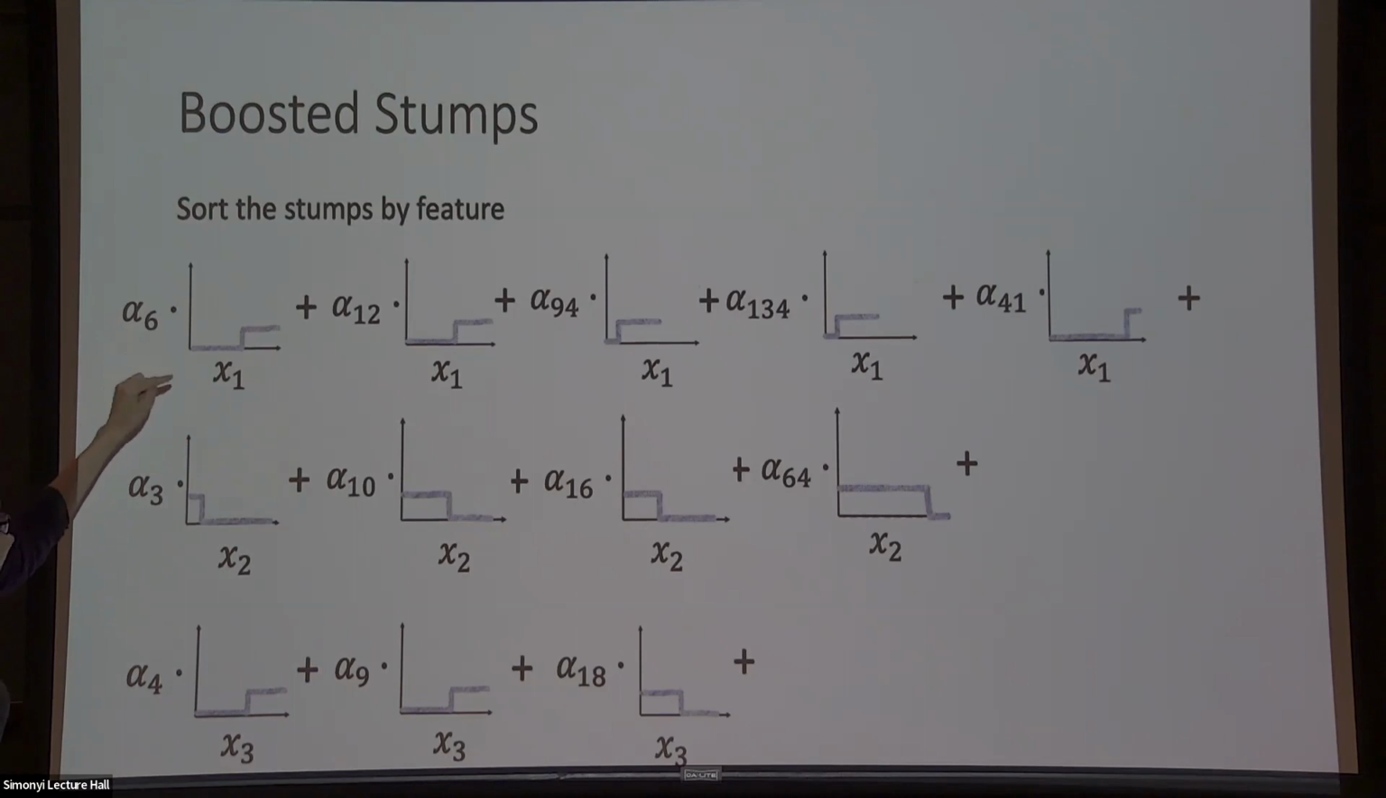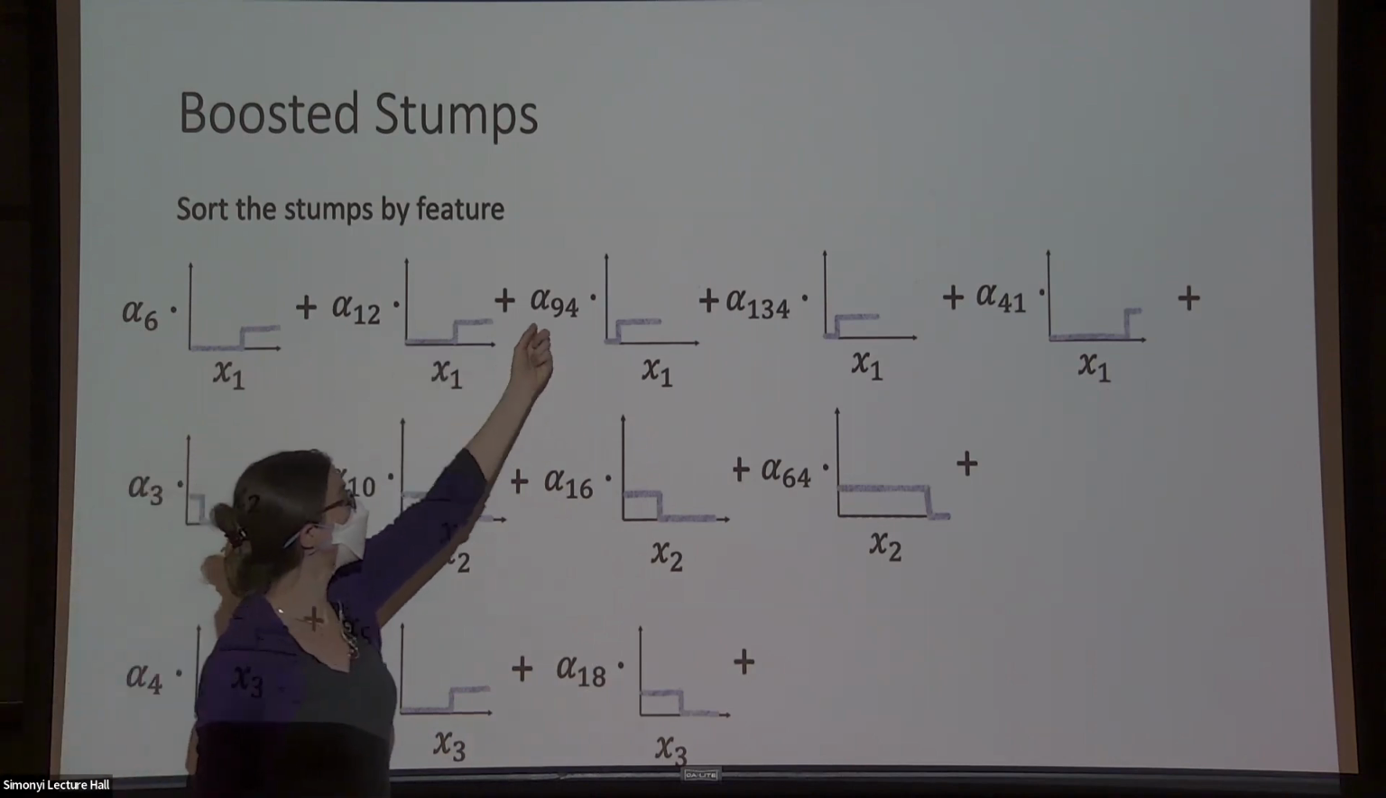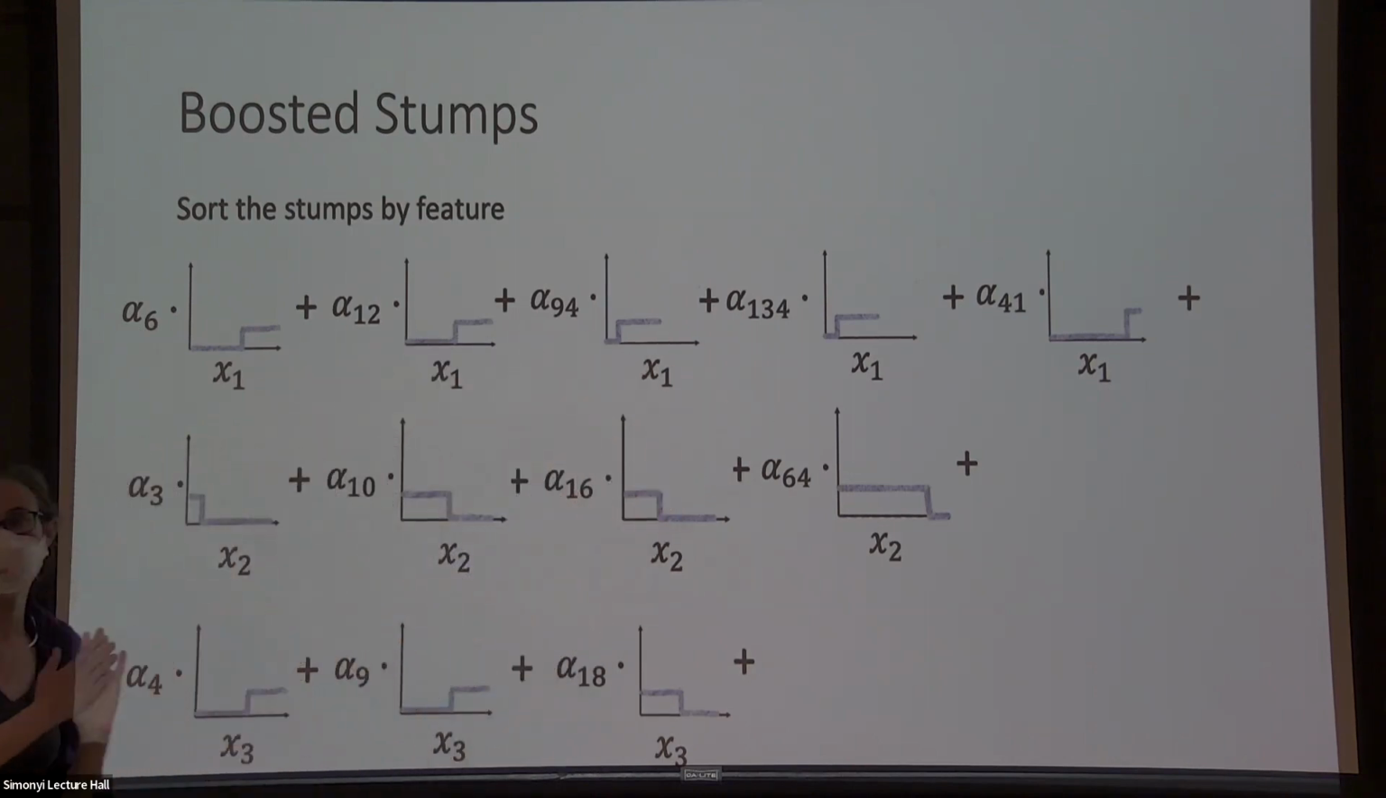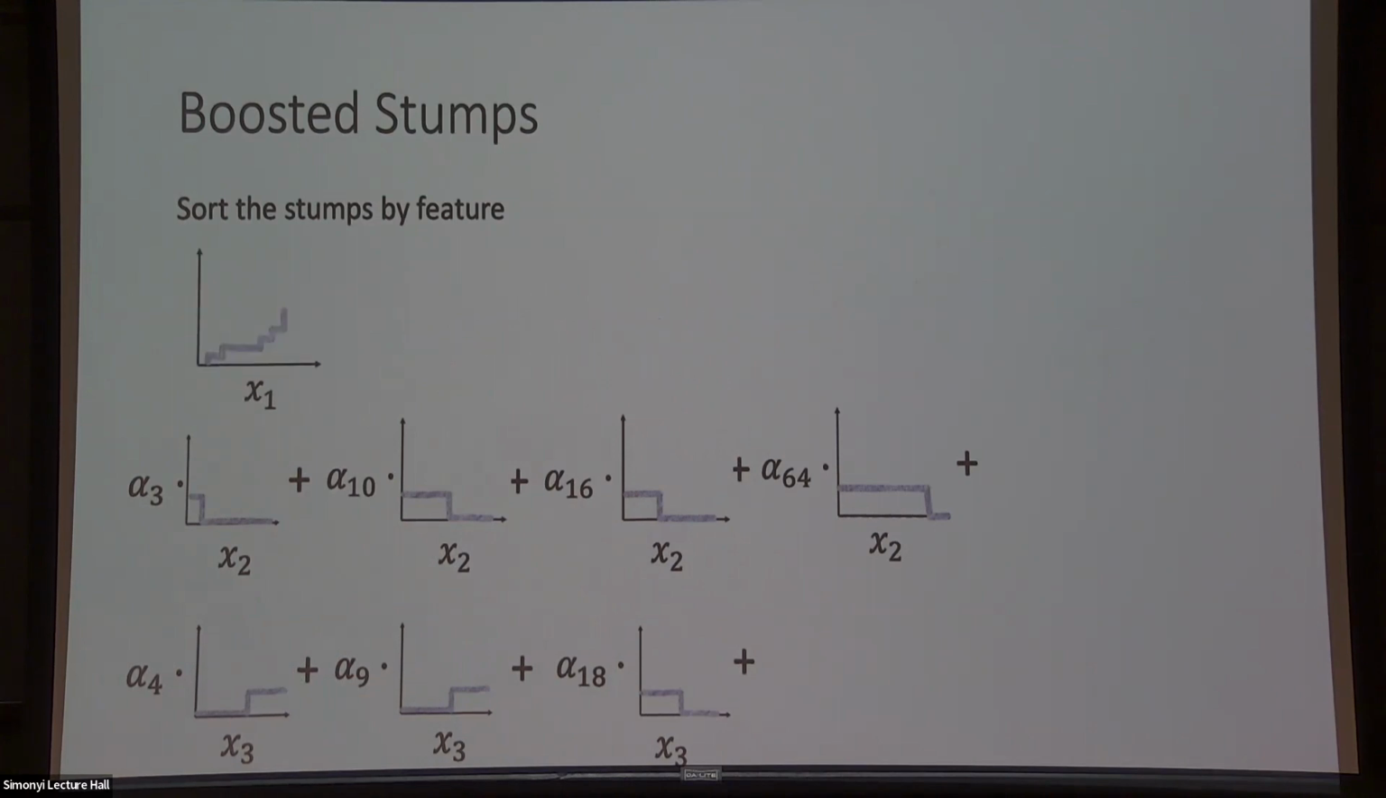This is all the steps that I created for feature 1. And these are all the steps I created for feature 2 and feature 3. And then I added this in the 6th iteration, the 12th iteration, the 94th iteration, and so on. And so I'm just going to add them up, and then I'll get these nice little staircases like that.